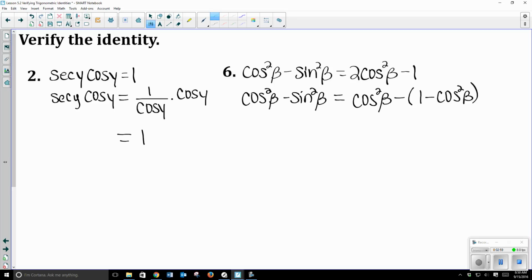Now make sure you put your parentheses in front of that. Anytime you plug something in where there's a negative, if you don't put your parentheses, you're probably going to forget to distribute your negative. Now you see that we have cosine squared beta and cosine squared beta for a total of 2 cosine squared beta minus 1. And we have the right-hand side. So we have proven or verified the identity.